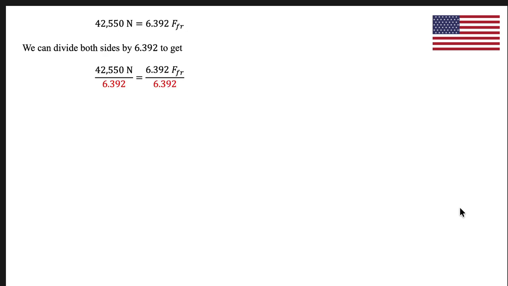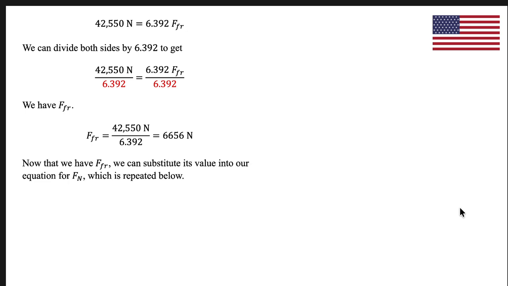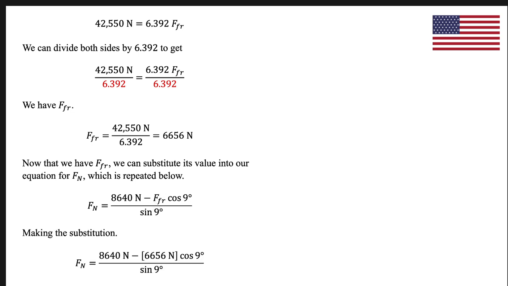And now we have this simple equation. Now we divide by 6.392. And we have Fr. Finally. 6656 newtons. About 6,700 newtons. Now we have an expression for Fn with Fr in it, so we can just plug in our Fr right here. 6656 right there. And then we can get Fn. Fn's about 13,200 newtons. But let's check.